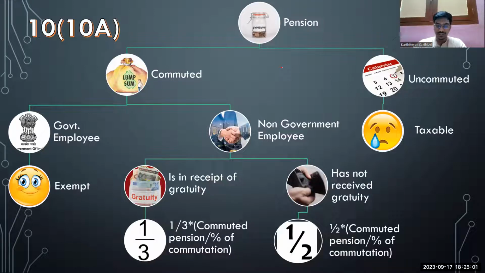What is commuted pension? See, from 60, assume till somewhere around 80, 85 years, the employee is entitled to receive month on month amount, similar to salary, from his employer. So from the date of his retirement till the date of his death, the employee is entitled to receive monthly payments for earning his monthly living.